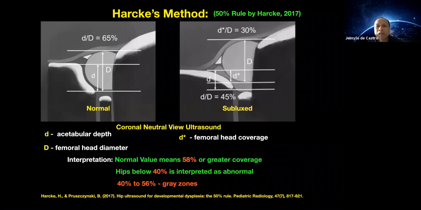Now, you have to get the ratio of the D without the asterisk over the femoral head diameter, and this is about 45%, which is actually less than 50. So you consider this as a subluxed femoral head, as you can see here. So this is done with the hip in neutral position. In other words, the hip is not flexed, okay?